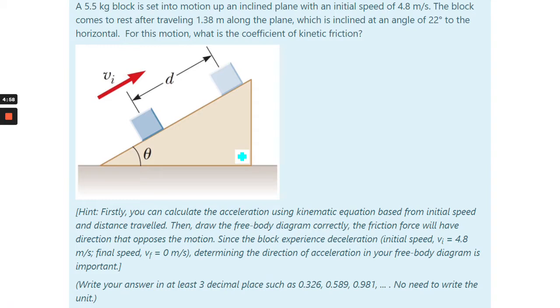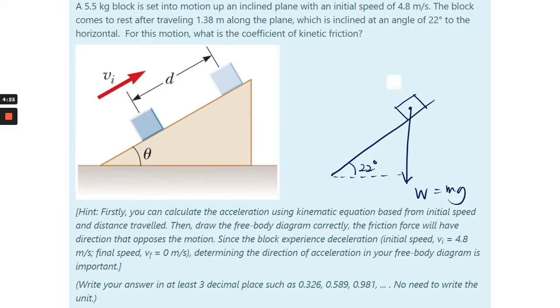Now, drawing the free body diagram for this block. I will start by drawing the inclined plane here, and I will put the information regarding the angle between the inclined plane and the floor, which is 22 degrees. I will now draw the block here, and then start drawing all of the forces acting on this block. Firstly, the weight: W is equal to mg.